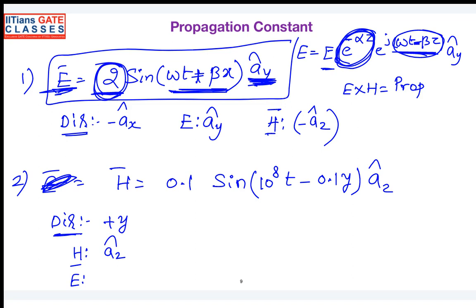Electric field. Is the electric field negative X or positive X? Can you reply here? Negative X. Good. You can verify here if you want. Minus AX cross AZ should be equal to AY.